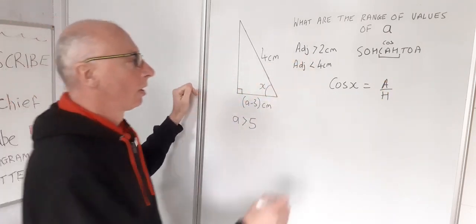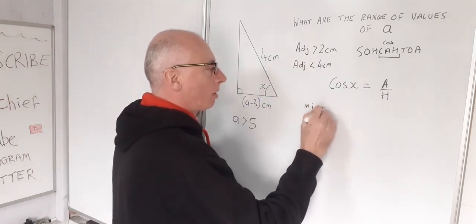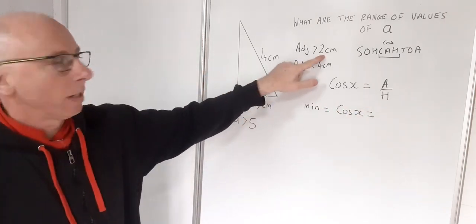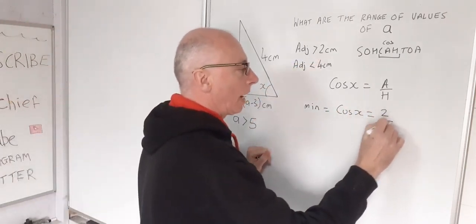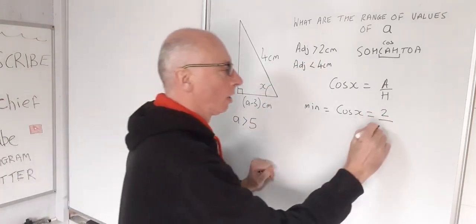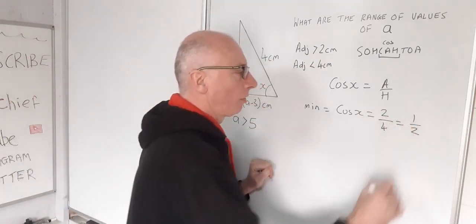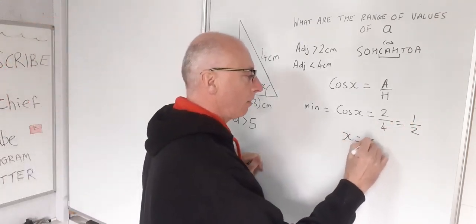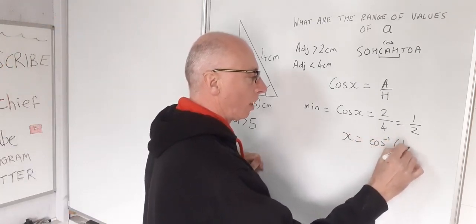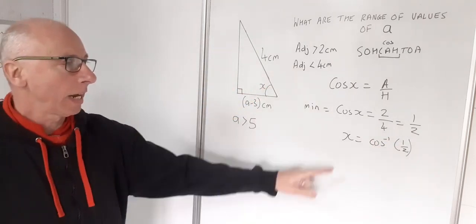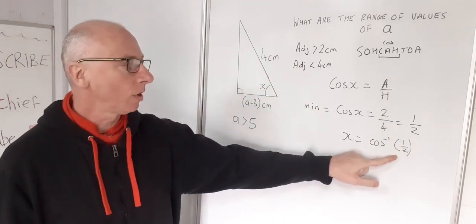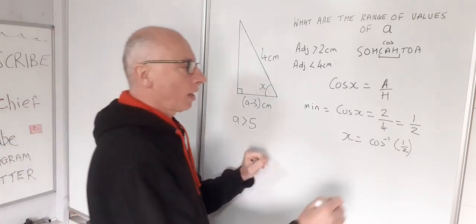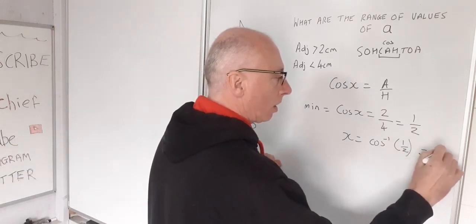So therefore, let's work out the minimum value, so when the adjacent is at 2. The minimum is cosine of x equals, let's call the adjacent 2, and the hypotenuse we know is 4. So that equals 1/2. So to find x, x equals the inverse cosine of 1/2. Now the inverse cosine of 1/2, we know that is 60 degrees. So x would be 60 degrees. Here x equals 60 degrees.